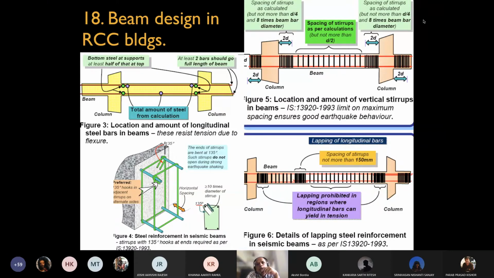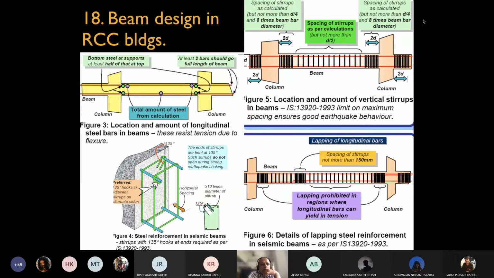To avoid that, in the span of 2d from the column, you have more closely placed reinforcement. Wherever you have a lap joint, if at all, you add more stirrups. And wherever longitudinal bars are going to yield in tension, you avoid the laps. Particularly in the mid sections, you always avoid lap joints. So that is on the right hand side.